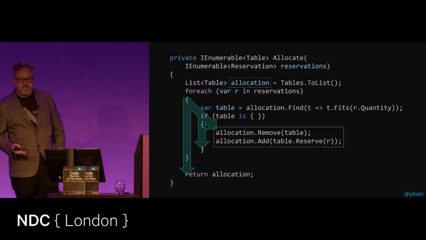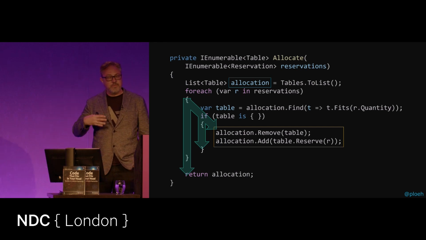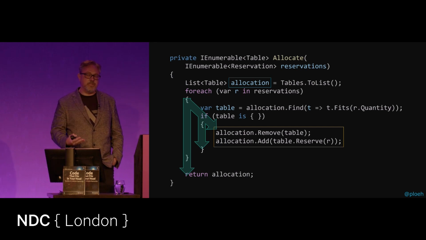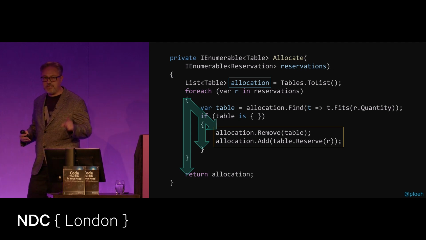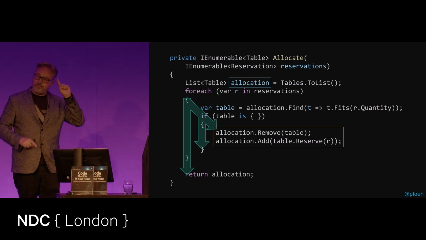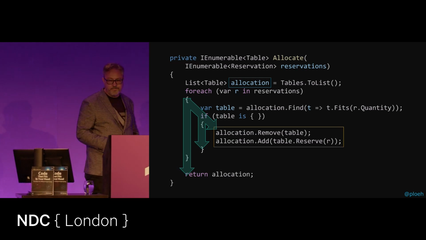So we remove the table that we found from the allocation and add it back in, but now with the reservation associated with it. So there's a little bit of local state mutation going on here, but it's okay, we're keeping track of one thing in our brain, and that seems to be fairly okay.